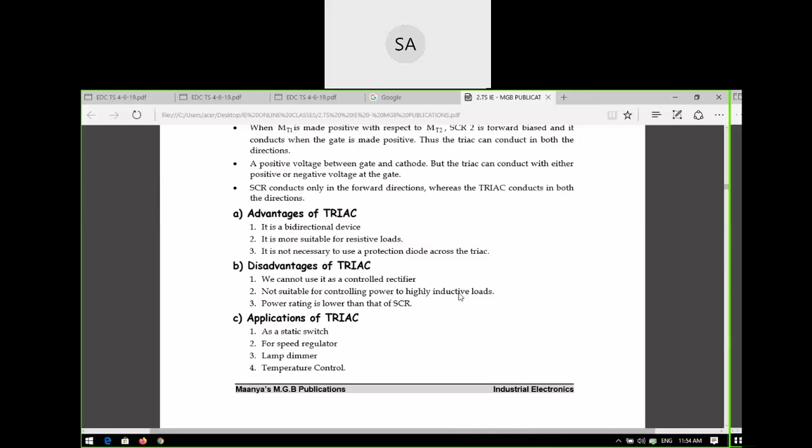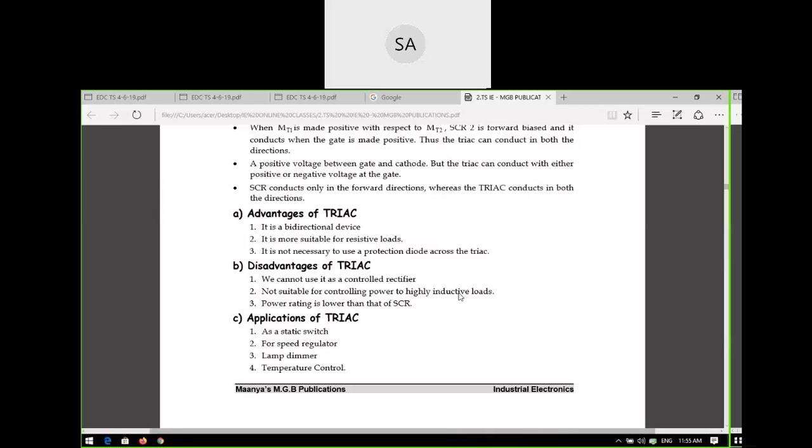There is a problem controlling inductive loads, and the power rating of the TRIAC is lower than the SCR. Okay, so the SCR can handle much larger power ratings, kilowatts, megawatts of power. Also, you have the capability of controlling with the SCR, but the TRIAC can only control kilowatts of power. Okay, so those are the major disadvantages, and the applications, if you see, are static switch, speed regulator, lamp dimmer, temperature control.